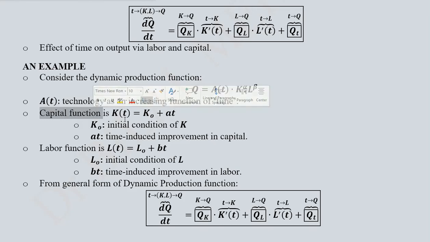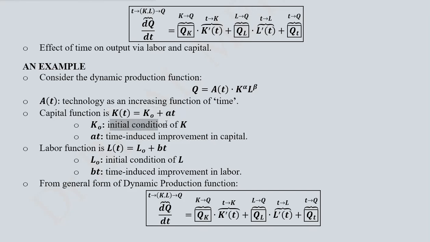Capital function is further elaborated because we know that time can affect capital as well. One part of it will be the autonomous part, which doesn't depend on time, and the other part is dependent upon time, that is a into t. T is time and a is the coefficient that determines how time will affect the capital. So this is the autonomous part and this is the induced part.